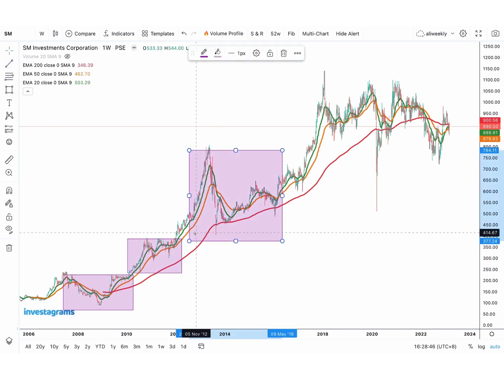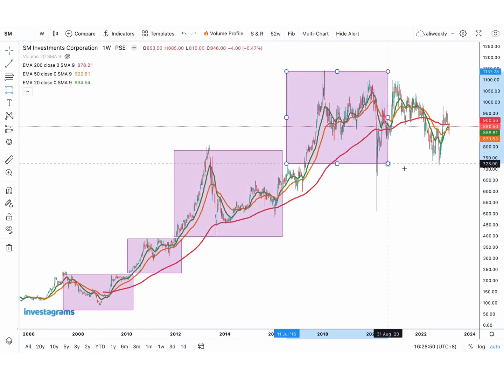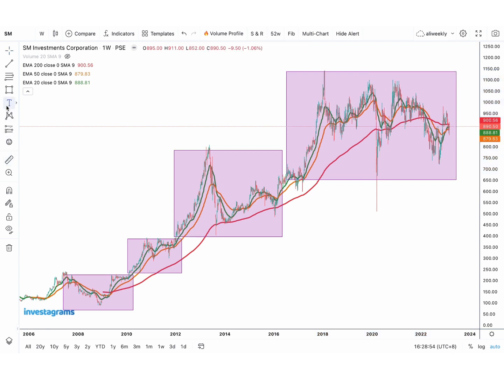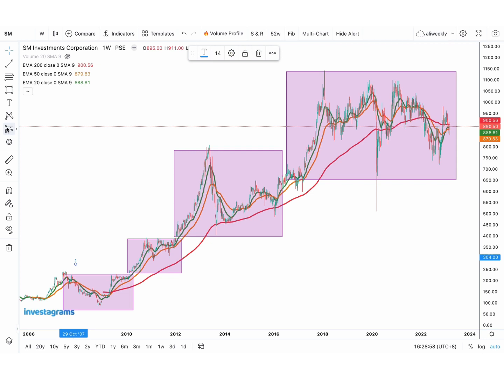And then you have base 2. Base 3 is often the biggest base, so it's often the biggest box. And this is base 4. So SM only has 4 bases on the way up.